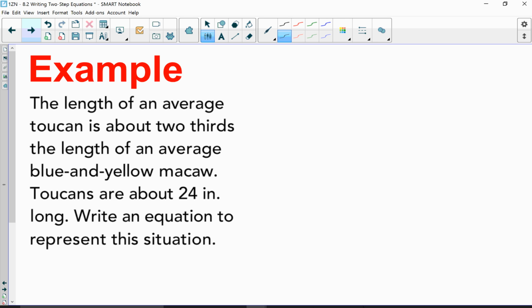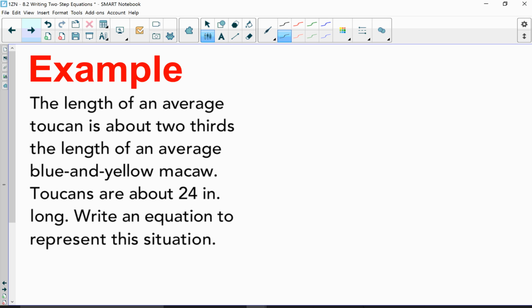Writing two-step equations is really reading a context or a real-world situation, a word problem if you will, and turning it into an equation so we can find the unknown in the word problem. So it's always good to identify our parts first and then put the equation together. So let's read this problem and identify those parts.